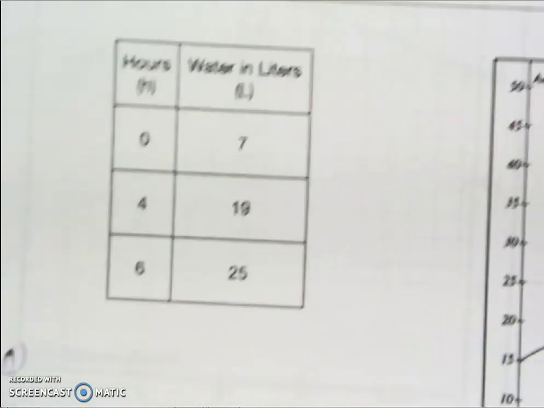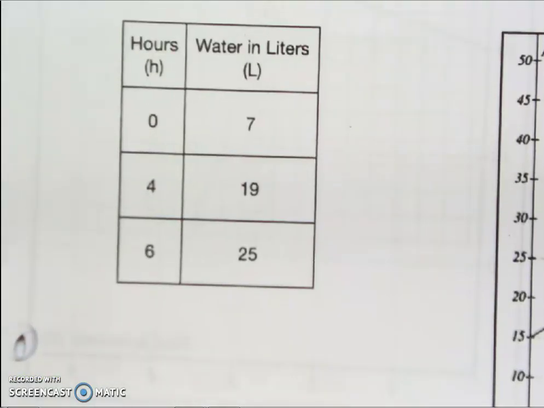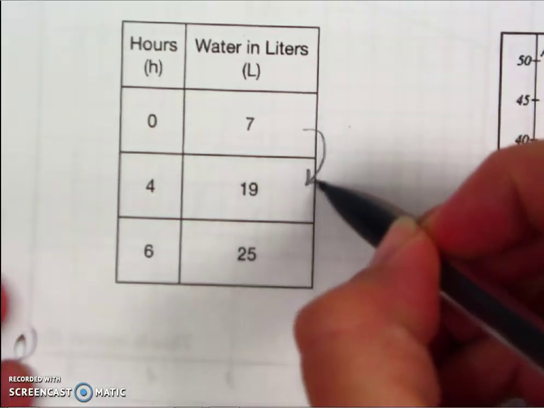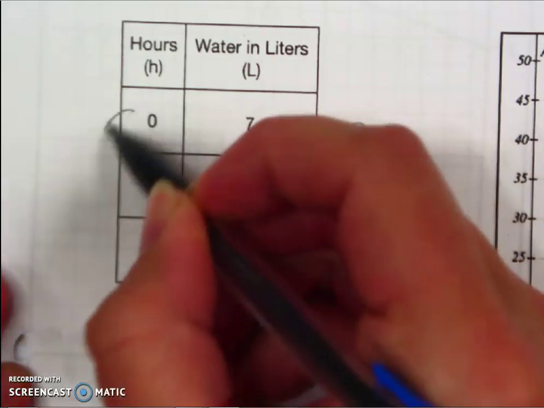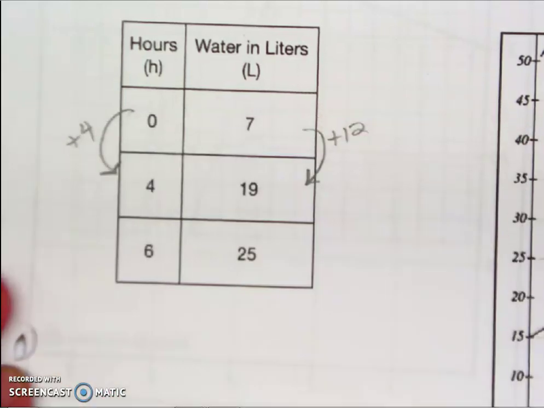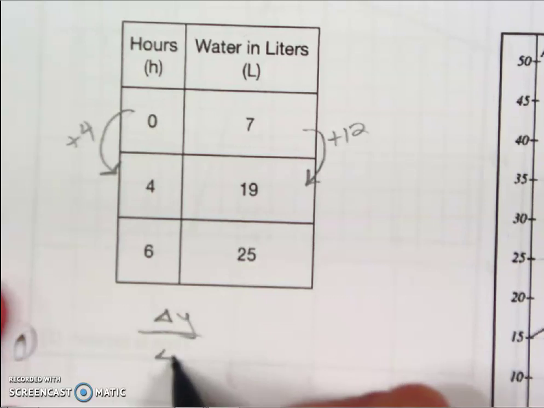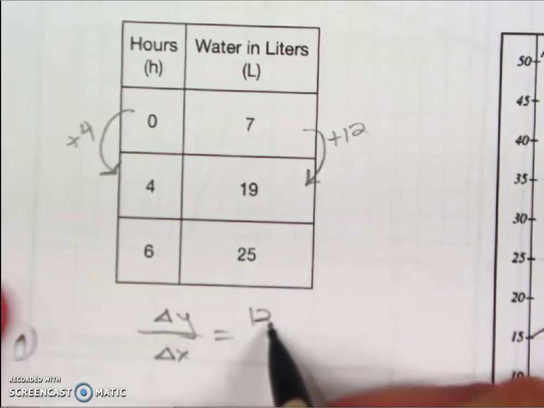Now I like this one because they gave us a table, and I love a good table. It makes it much easier to see. So from 7 to 19, they added 12. From 0 to 4, they added 4. And so my change in y over change in x would be 12 over 4.